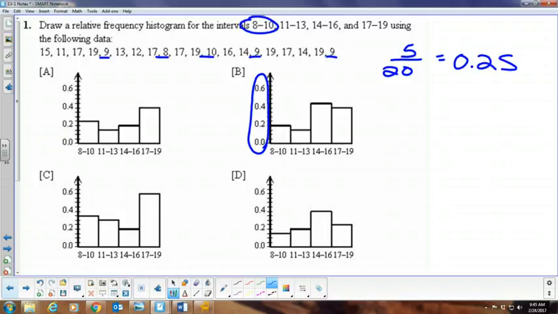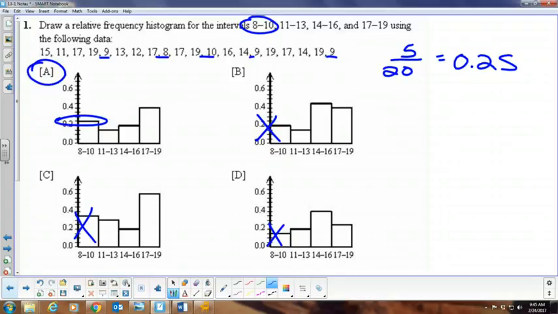So I need to find which of these graphs have the 8 to 10 at 25%. This one definitely doesn't. This one does, I think. This one is too high, and that one's too low. So there's my answer, A.